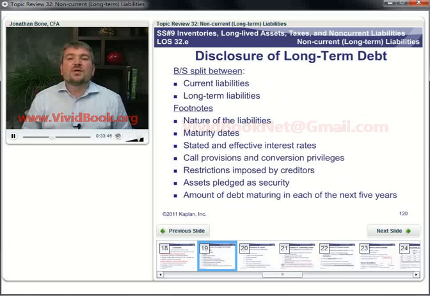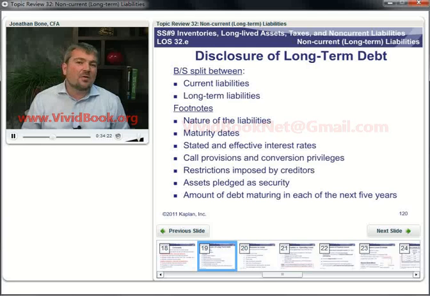Discuss disclosure of long-term debt in the footnotes. So again, in the balance sheet, we know we're going to have to split our long-term debt between current liabilities, any bonds that were issued for the long term but now only have less than 12 months to maturity, and long-term liabilities, all those bonds falling due after more than 12 months. In the footnote, we're going to need to disclose the nature of the liabilities, i.e. the bond, what it is, what its name is. We'll have to have the maturity dates, the stated rate, i.e. the coupon rate, the effective rate when the bond was issued will have to be in there.